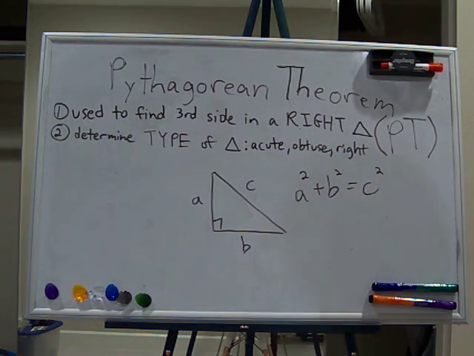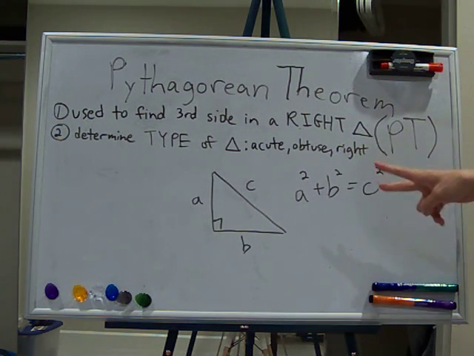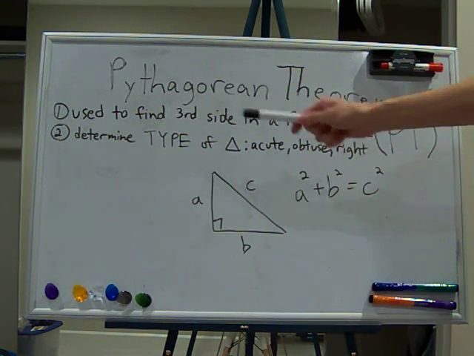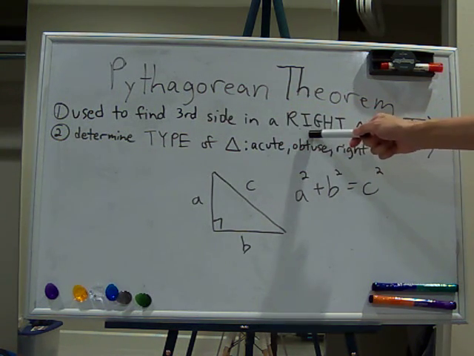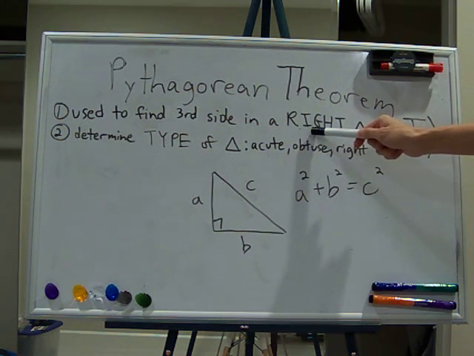Today we're talking about Pythagorean Theorem, or PT for short. There's basically two uses for Pythagorean Theorem. Number one is the most common. You're going to use it to find the third unknown side in a right triangle, but this is very important. You can only use number one if it's a right triangle, okay?